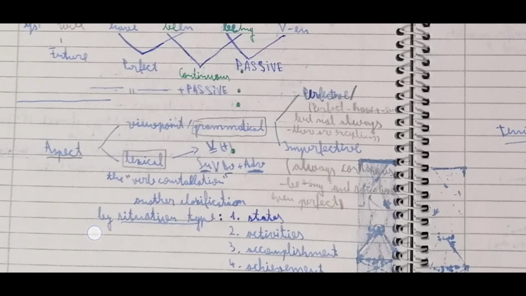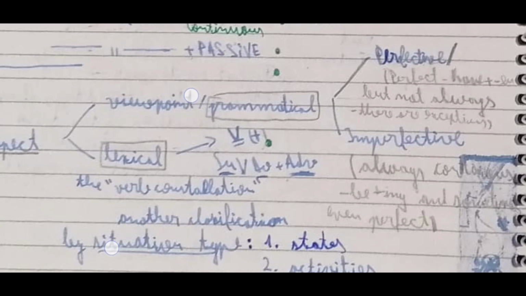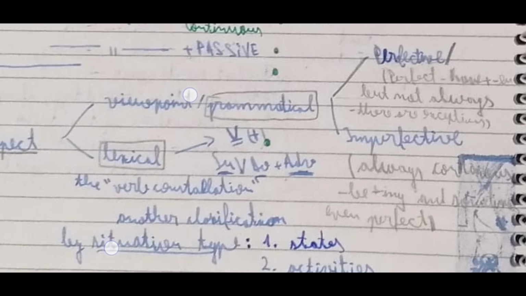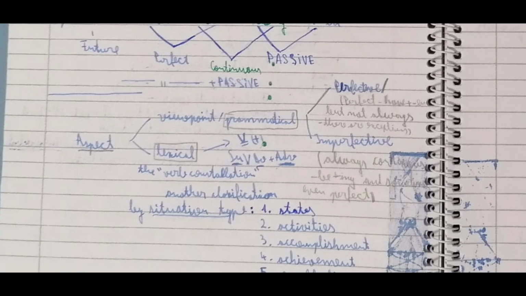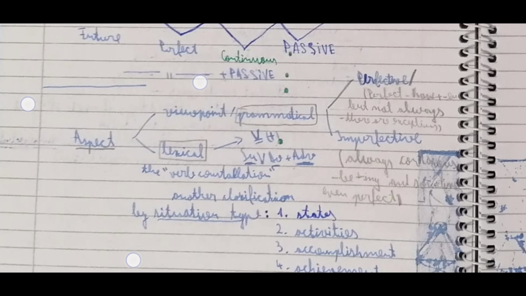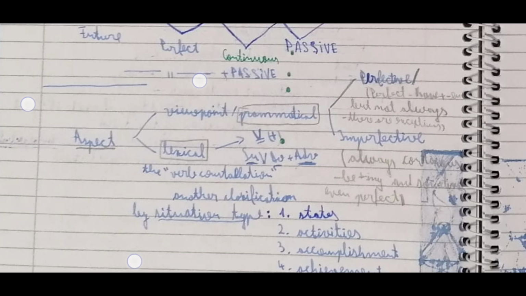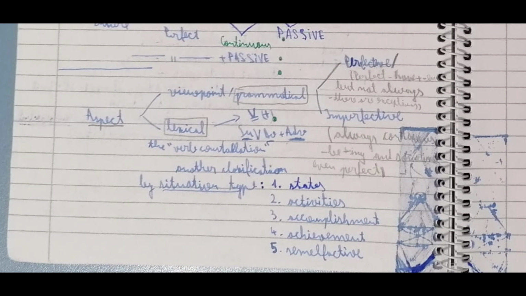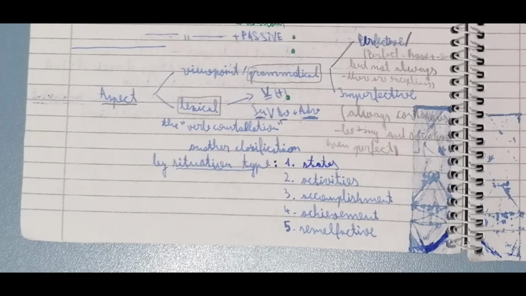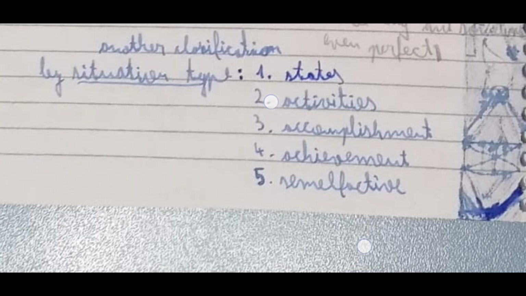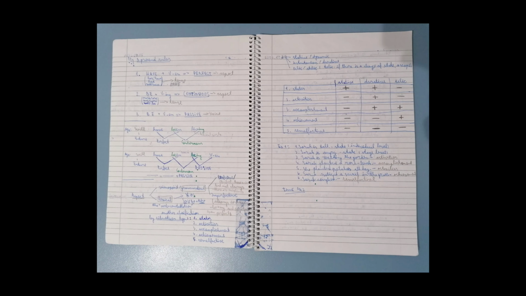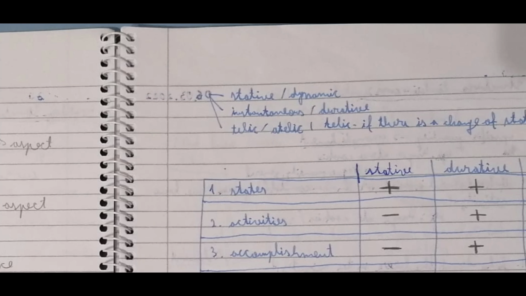Next, we have lexical verb. So we can have subject plus verb plus adverb. The verb constellation. Another clarification by situation type. We have states, activities, accomplishment, achievement, and semelfactive.